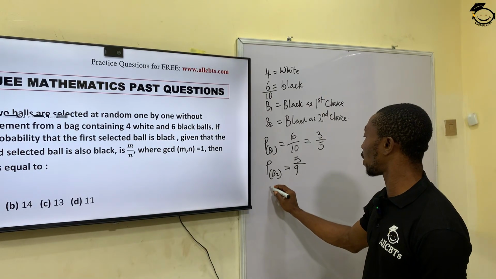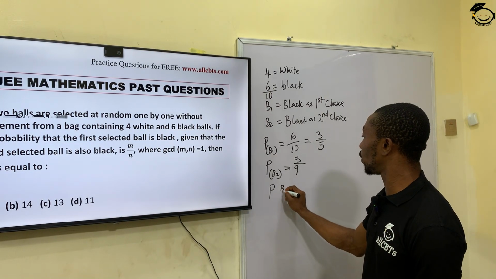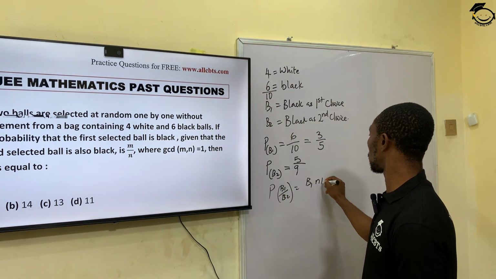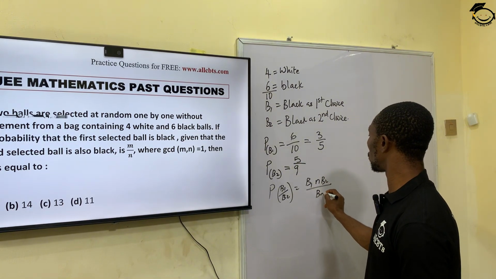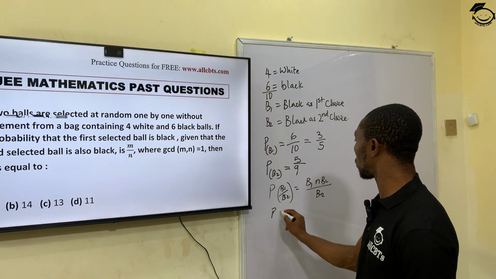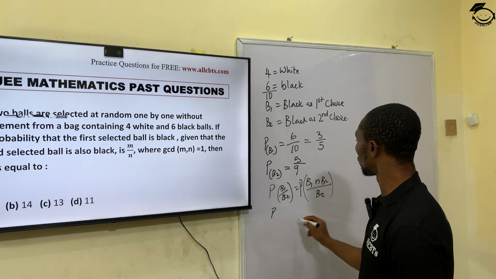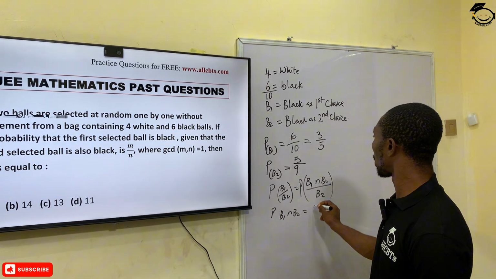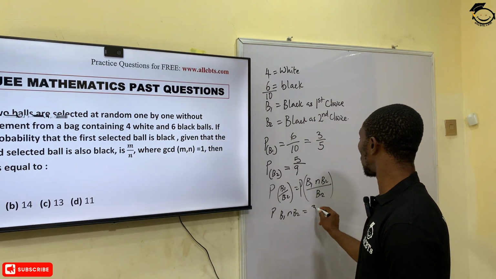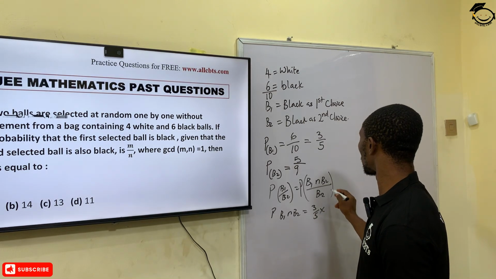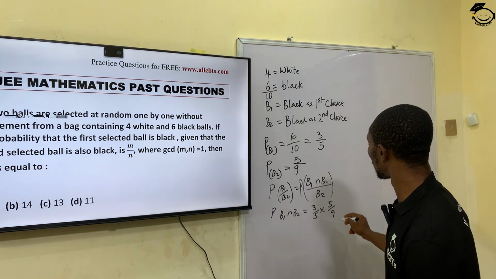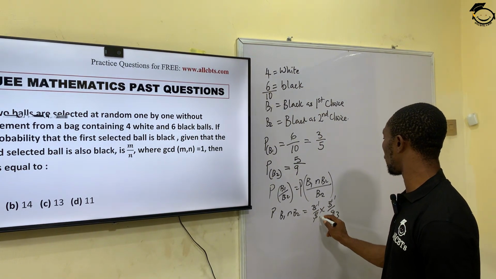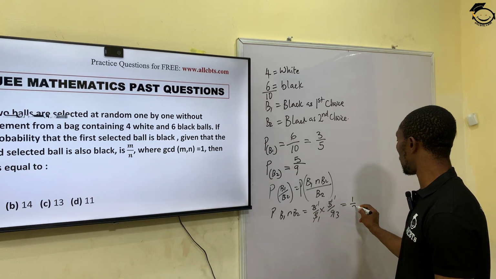So from here, we have the probability of B1 given B2 to be the probability of B1 intersection B2 all over probability of B2. For the probability of B1 intersection B2, that would be the probability of B1, 3 over 5, times 5 over 9. The 5s cancel and the 3 cancels, which gives us 1 over 3.